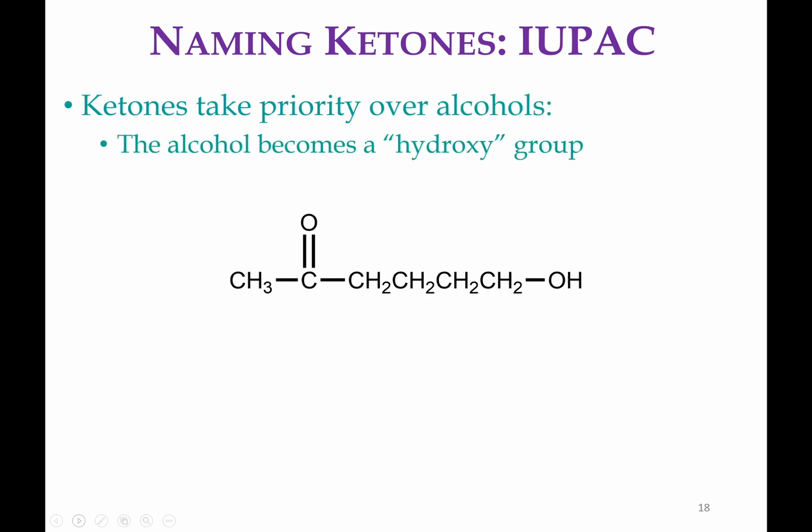Ketones take priority over alcohol groups. The alcohol becomes a hydroxy group. So we're going to say 1, 2, 3, 4, 5, 6. Remember, before we would have said this is number 1, but not anymore because this group takes priority. So now we have a hexane. It was a hexanol before, but now we're going to change that to an -one. So we're going to say hexan-one, and we'll name the substituent hydroxy.